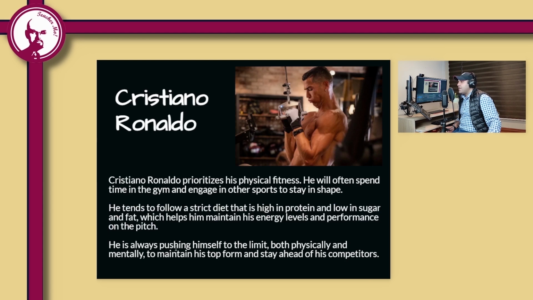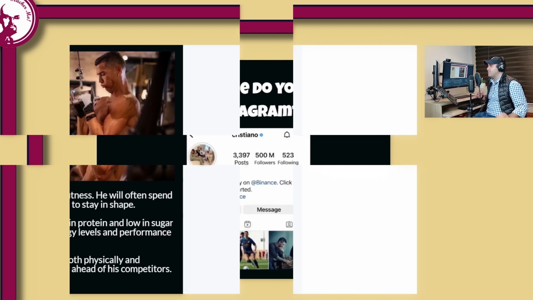He is always pushing himself to the limit. What is the verb tense here? Very good. Present continuous. We can also use present continuous to express present habits. How? We will talk about it later. So, he is always pushing himself to the limit, both physically and mentally, to maintain his top form and stay ahead of his competitors. Good.